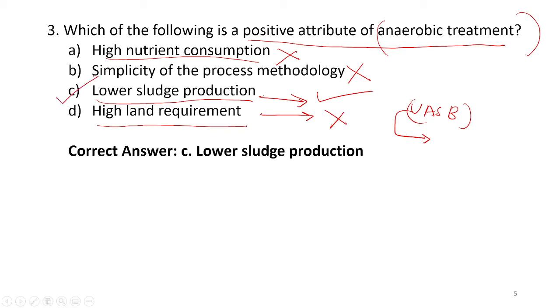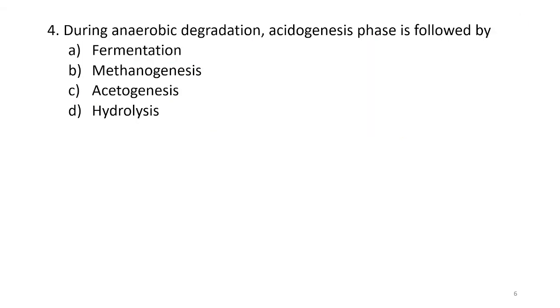Any doubt? No, ma'am. Okay. So let us see the next question. The next question is, during anaerobic degradation, acidogenesis phase is followed by A, fermentation, B, methanogenesis, option C, acetogenesis, option D, hydrolysis. Option C. Okay. Any other answer?